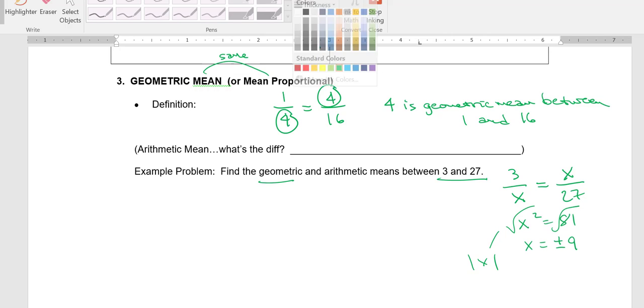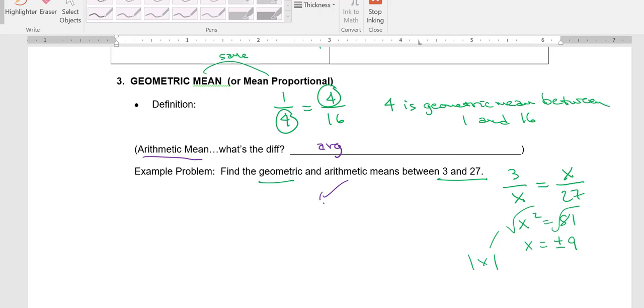Now, don't confuse that with what we call the arithmetic mean. The arithmetic mean is what is commonly known as the average. So if I'm looking for the arithmetic mean between 3 and 27, I'm just going to take 3 plus 27 and divide it by 2. So 15 is the arithmetic mean between 3 and 27.